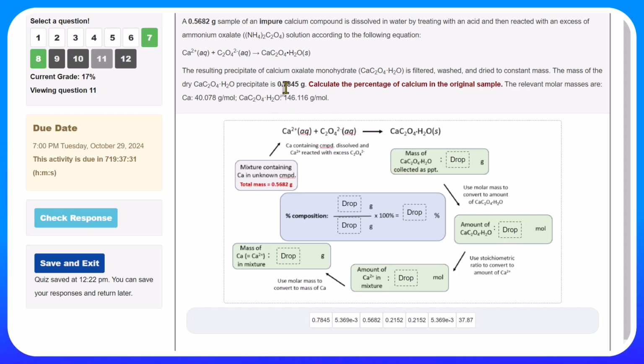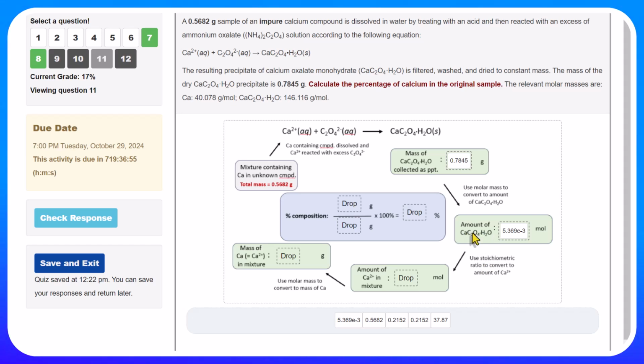So we read here that the mass of the dry calcium oxalate monohydrate precipitate is 0.7845 grams. And then right here, mass of the precipitate. So indeed, we want to drop that into here. Then we use the molar mass of our calcium oxalate monohydrate, so that's given right here, and we can calculate the amount of the calcium oxalate monohydrate, in other words, the moles. So when you do that, you come to this number right here. So do verify that calculation.